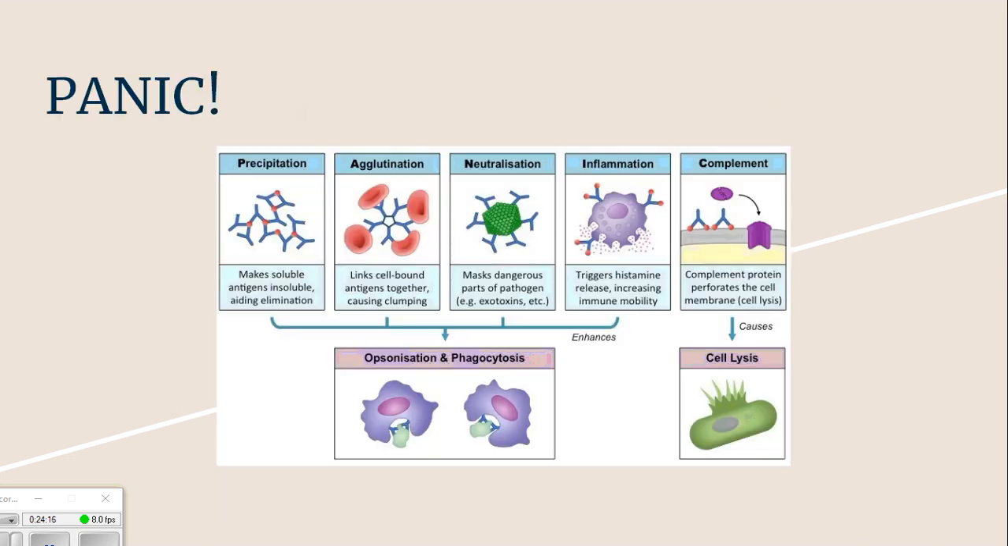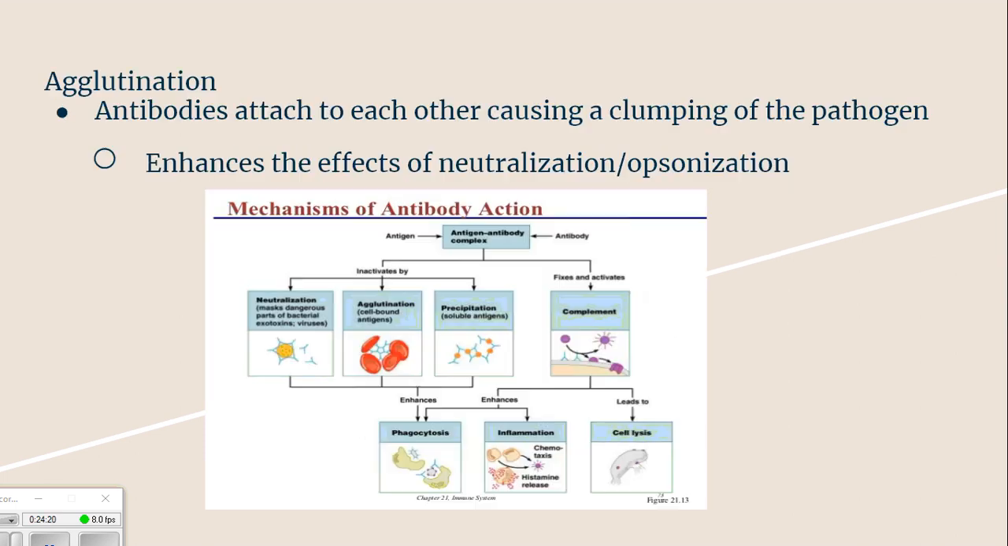With agglutination, which is basically a form of precipitation, antibodies will attach to each other, causing clumping of the pathogen. What this does is it enhances the effect of neutralization or opsonization. Basically, it'll enhance that engulfing or that phagocytosis by macrophages. So rather than taking up one thing at a time, a macrophage can take up many pathogens at one time.